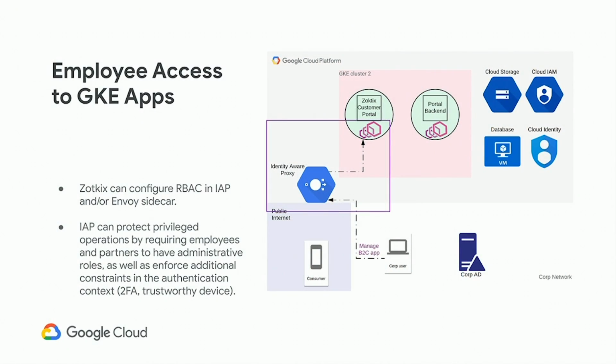So now we show how you can deploy Istio in GKE using IAP for ingress proxy in this scenario. Zoctix can configure role-based access control in both IAP and in the Envoy sidecars on each pod. And for instance, again, IAP can deliver the context-aware functionality here, requiring, for instance, two-factor authentication or use of a trustworthy device. And the Envoy sidecar proxy can provide fine-grained authorization using service-specific configuration.